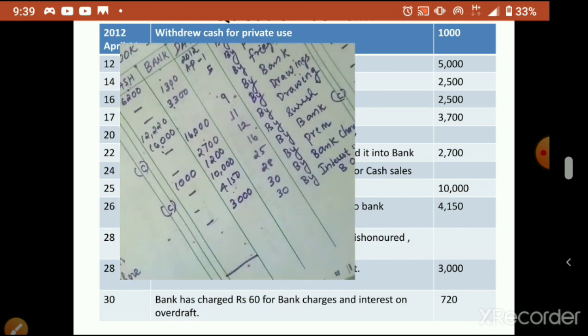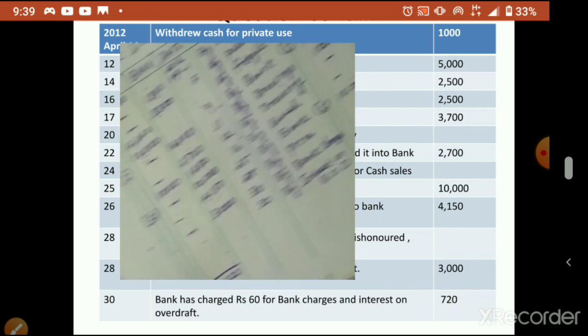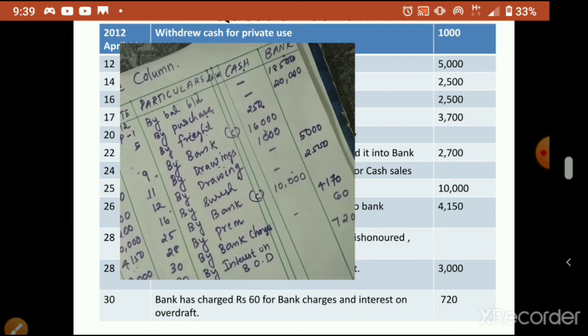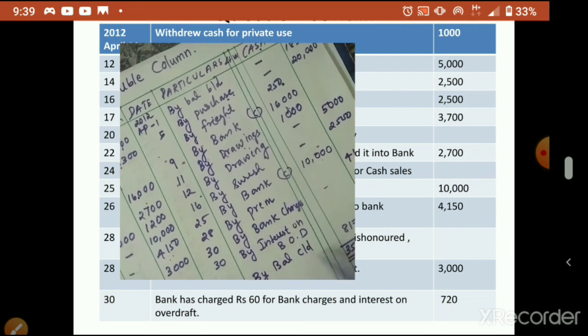So this side is coming 35,420. So this side total is more. So bring that amount here, 35,420. Then you minus this total, which you will get as 27,250. So when you minus 27,250 from 35,420, the balance is coming 8,170. Means by what you have to write? By balance carried down. So this is the remaining cash available.